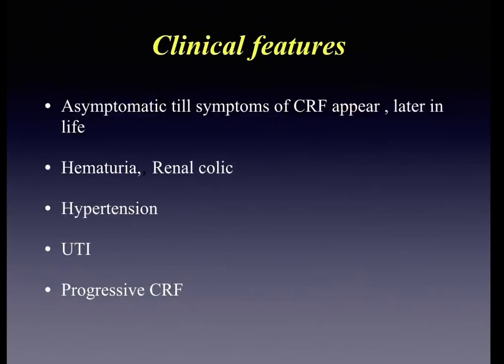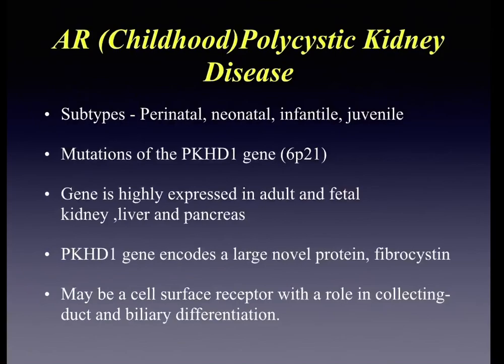So how exactly do these patients present? They are asymptomatic until the symptoms of chronic renal failure appear later in life. They can present with hematuria, renal colic, or sometimes with signs and symptoms of urinary tract infection or hypertension. And they can present with progressive chronic renal failure. So adult polycystic kidney disease has autosomal dominant inheritance, with bilateral and symmetrical affection of the kidneys.